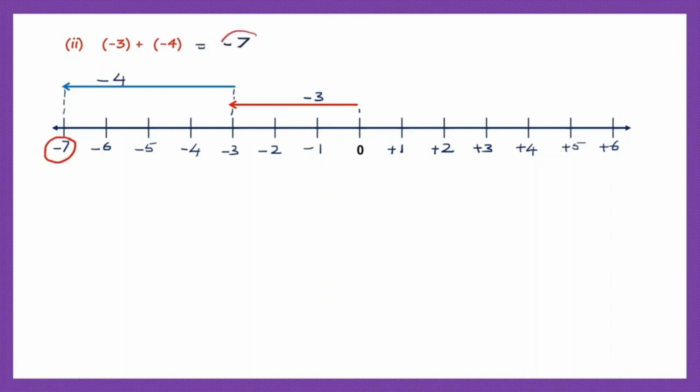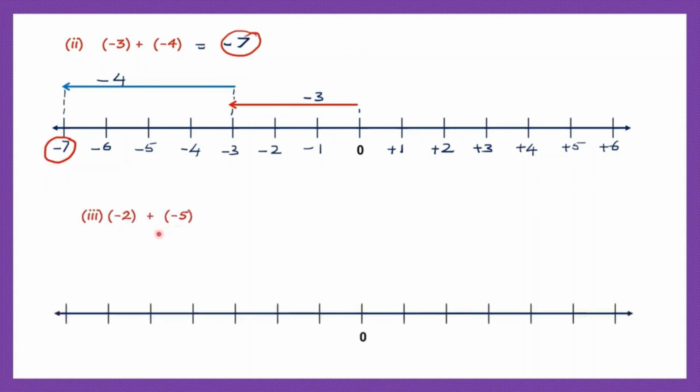And let's also check it the other way. When signs are the same, isn't it? When signs are the same, put the same sign and add. 4 plus 3 is 7. So we've got minus 7 there and we also have minus 7 on the number line. Next one, minus 2 plus minus 5. Again, we have two negative integers. So let's draw the number line. We have 0. Let's write all the numbers.